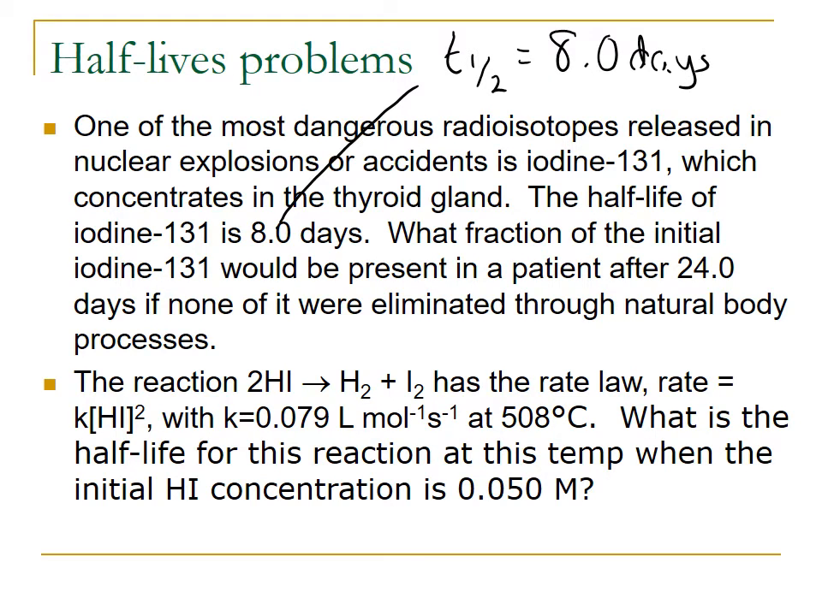Now, just as a little side note, for radioactive decays, your half-lives have a huge range. They could be anywhere from seconds or even milliseconds up to millions or billions of years. So there's a huge wide variety, as we're going to find out in a later chapter. This one says, what fraction of the initial iodine-131 would be present in a patient after 24 days if none of it were eliminated through natural body processes? So we're trying to get up to 24 days. Let me show you what this would look like in graph form and help you out just a little bit on this next slide.